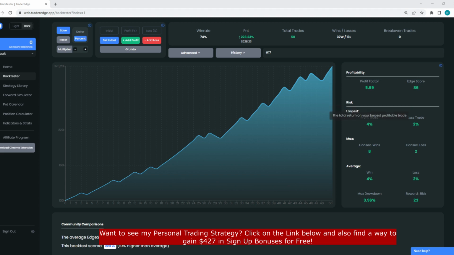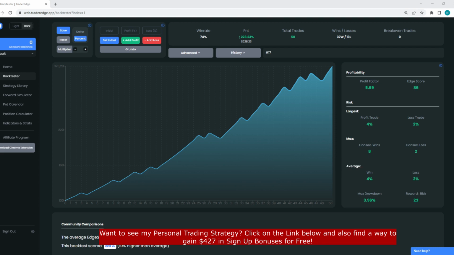Our largest win was 4% and the largest loss 2%, as we are always trading with a risk-reward ratio of 1 to 2. Our maximum consecutive wins were 8 in a row, which was right over here, and our maximum consecutive losses were 2 in a row, and our maximum drawdown was 3.96%. In my opinion, this strategy is very profitable.